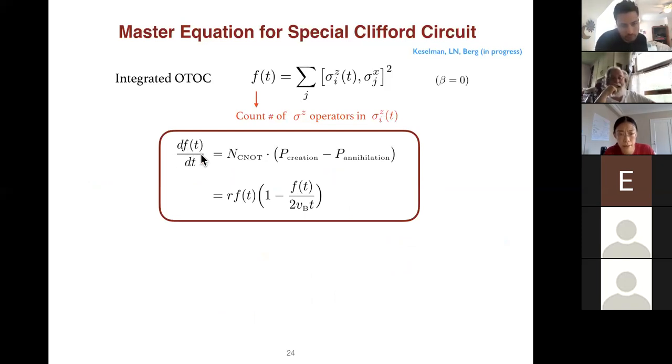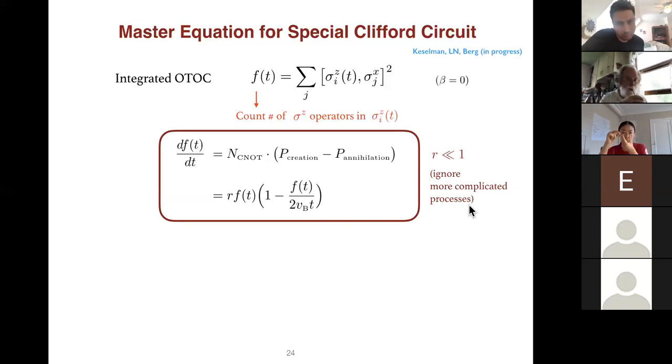So this equation is a first order differential equation of f. And I should warn you that this equation is written down under some assumptions. The particular assumption we take is that we have ignored more complicated processes in the circuits. For example, I can have a creation of a sigma z and then annihilation between the sigma z and its control bit. So a control bit and target bit travel away from each other, but then eventually they meet. So this closed world line case is more complicated, and we don't include those when writing down the equation.